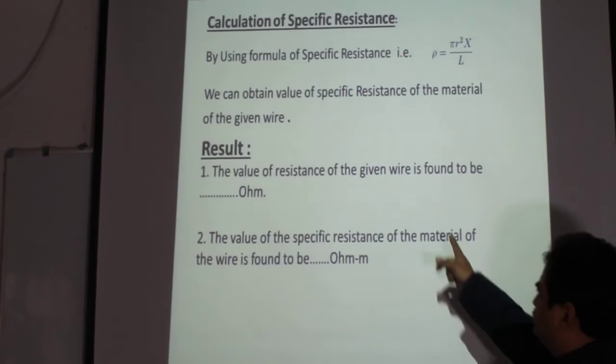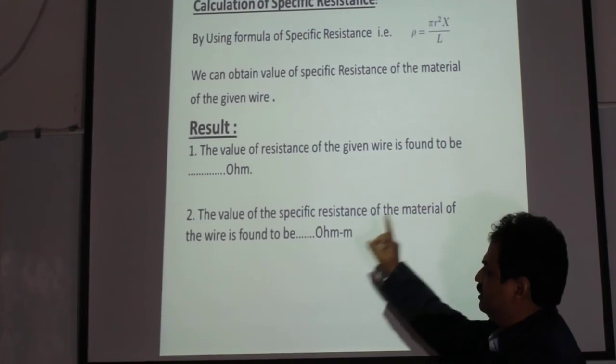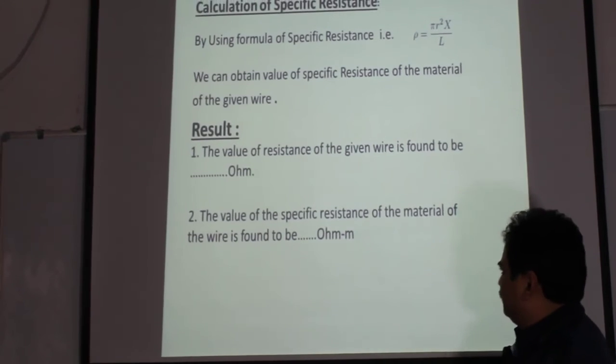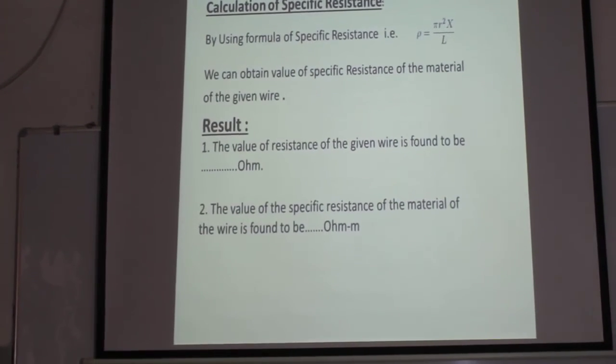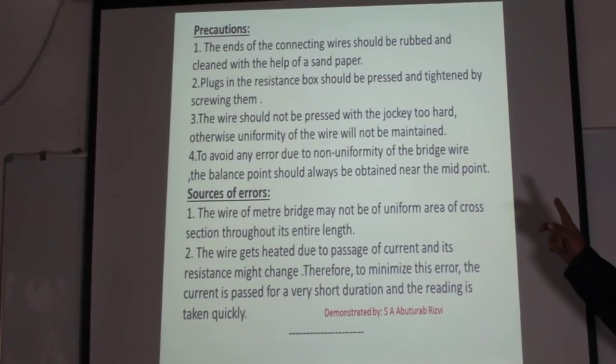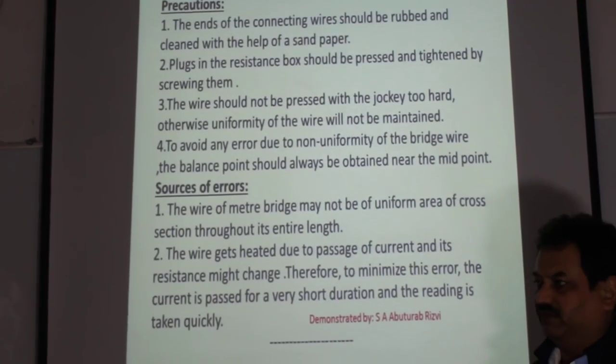Mention the result like this: value of resistance of the given wire and value of the specific resistance of the material of the wire. Last step would be writing of precautions and sources of errors at the end of the experiment.